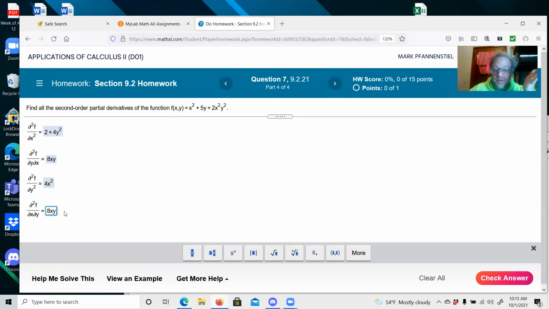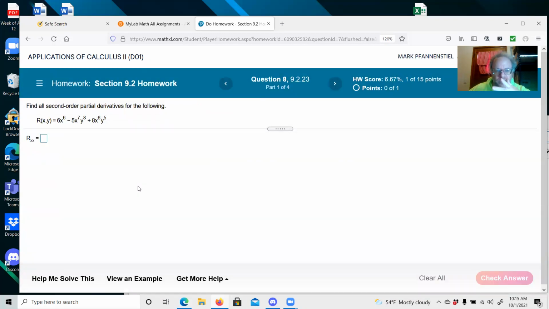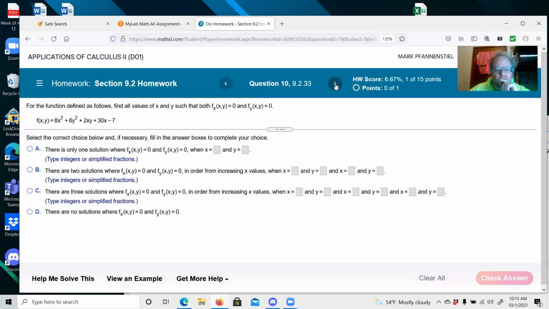these are continuous functions. Polynomials are continuous functions, so we're not going to have an issue. So there's no discontinuities, no weird stuff going on. I think we did this one yesterday, so let's move on. Second order partials. Let's do one more before we go back to that.